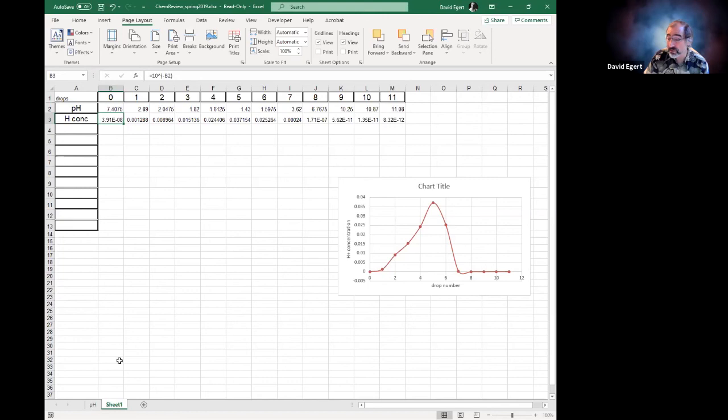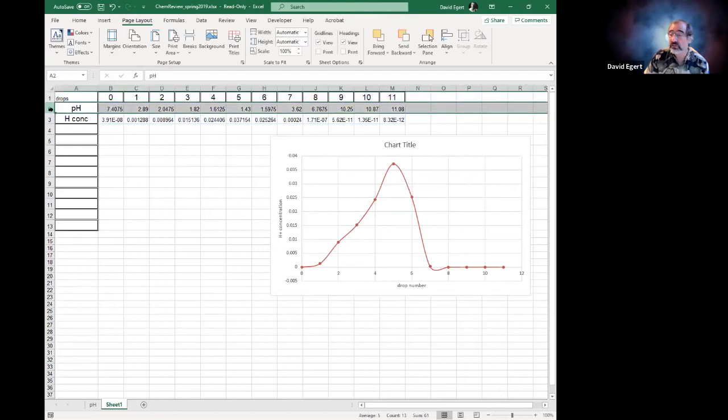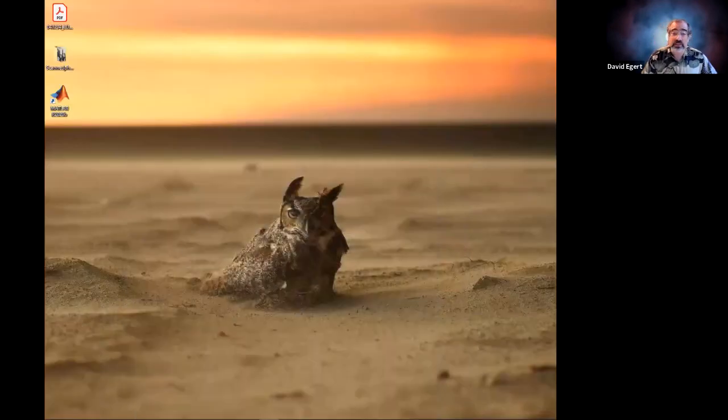But again, this graph doesn't have to be part of your report. I put it here just so you have a sense that a linear change in hydrogen ion concentration results in a very non-linear change in pH. So, blah, blah, blah. Any comments, questions, or anything about all of that?